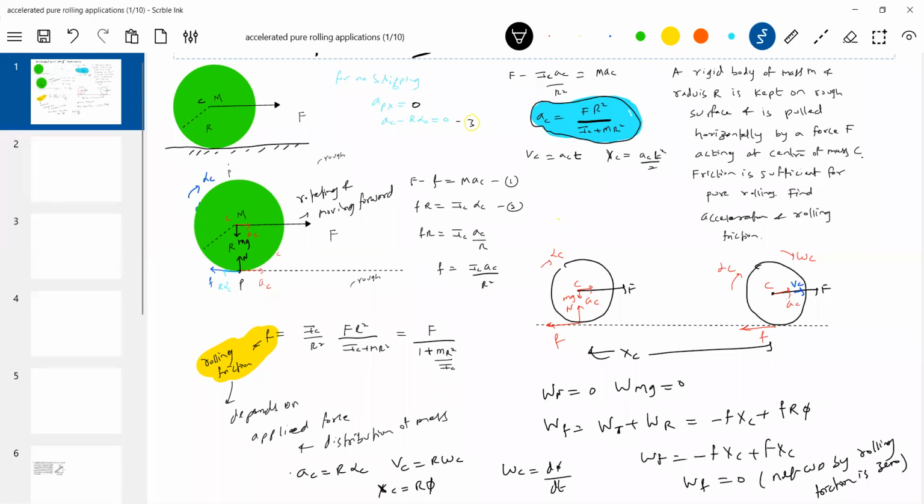So who does work? Only the applied force. But who will make it rotate? The friction only. But the net work done by rolling friction will be 0. Now, there's a very fundamental thing which you have to remember here. Very, very important.